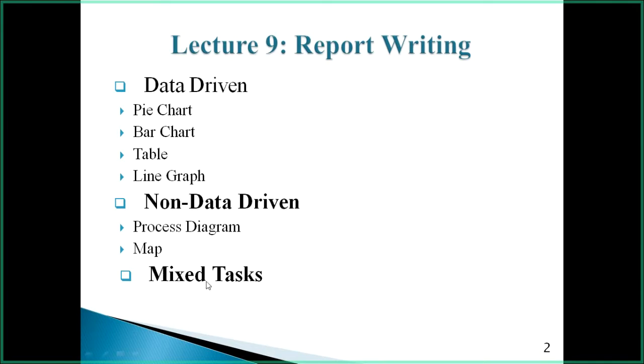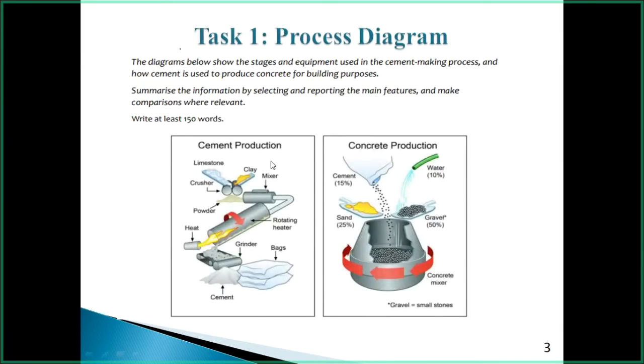And in the mixed task you will get a mixture of any two data-driven diagrams, like a pie chart with a table, or a bar chart with a table, or sometimes a line graph with a table. So there will be a mixture of any two data-driven diagrams in the mixed task and you will have to report that. So let's start with the process diagram.